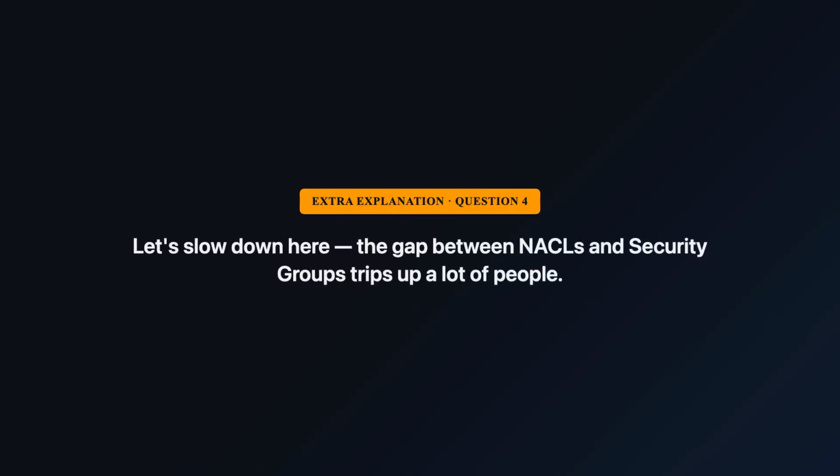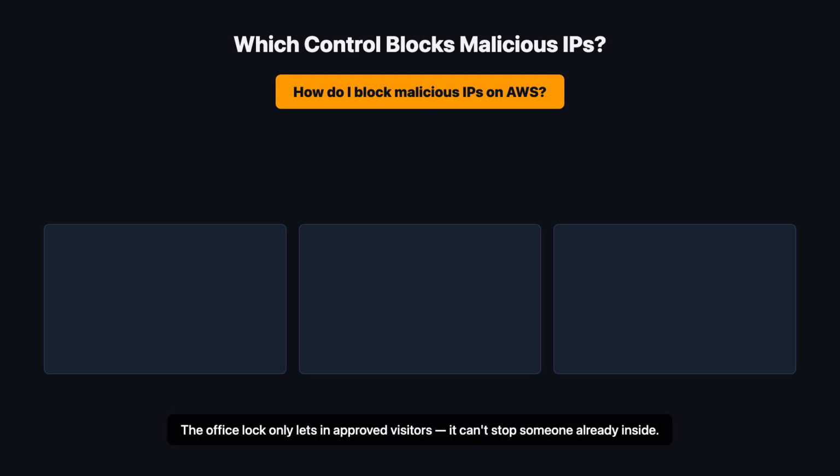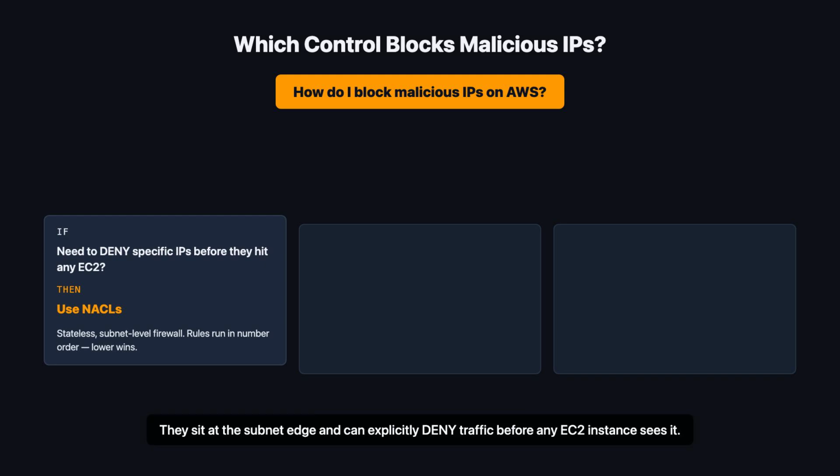Let's slow down here. The gap between NACLs and security groups trips up a lot of people. Imagine your office has two security layers. The lobby guard turns people away at the front door. The office lock only lets in approved visitors. It can't stop someone already inside. NACLs work like that lobby guard. They sit at the subnet edge and can explicitly deny traffic before any EC2 instance sees it.